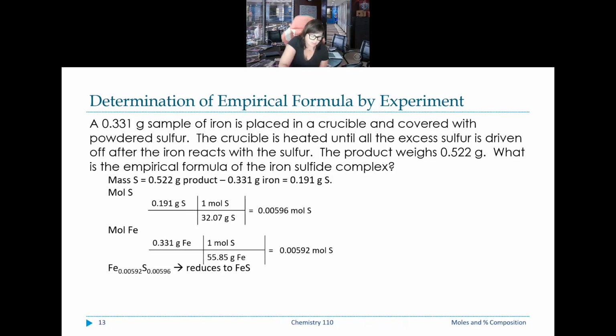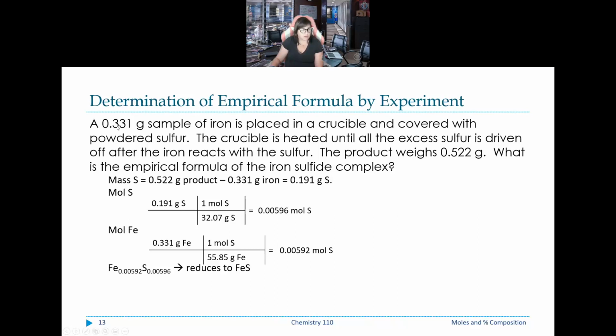So the mass of the sulfur is equal to the 0.522 grams minus the 0.331 grams, which is 0.191 grams of sulfur. Okay, that means that if I do the calculation to see how many moles of sulfur I have, I divide by the 32.07 grams per mole, that gives me 0.00596 moles of sulfur.